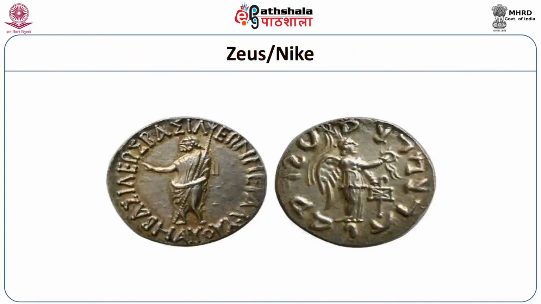Another interesting type is the Zeus Nike type, where you have the standing Zeus on the obverse, and on the reverse you have Nike, who is holding a wreath in her hand, and you have a particular monogram.